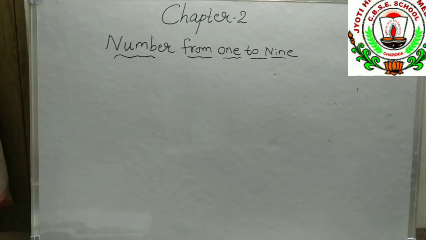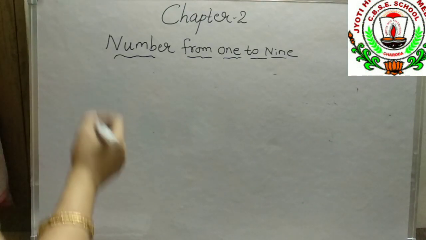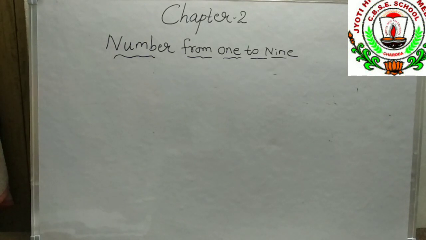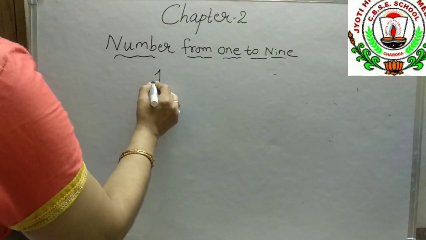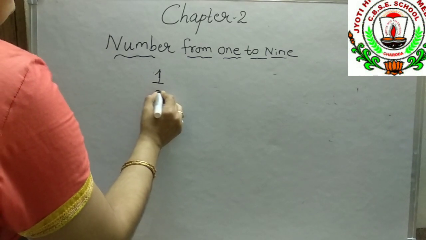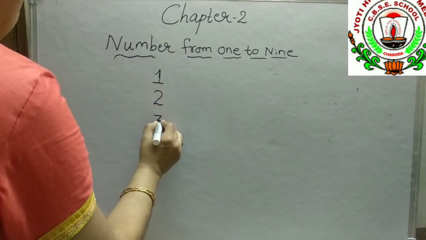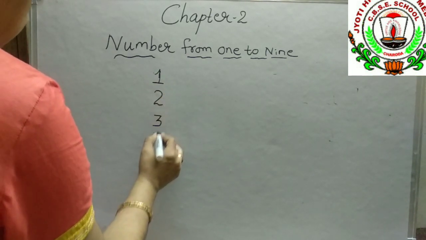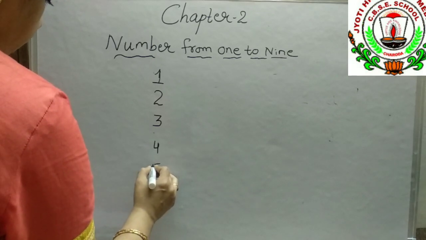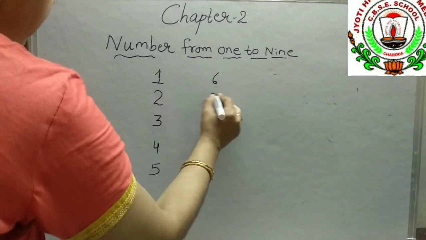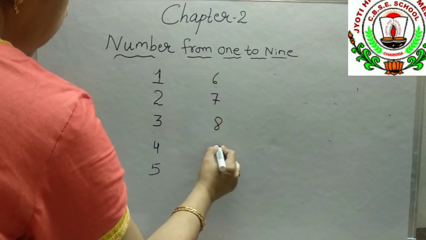I am your maths teacher and I am continuing your chapter 2, numbers from 1 to 9. In the previous class I told you about numbers from 1 to 9 and their spelling. I am repeating those numbers: 1, 2, 3, 4, 5, 6, 7, 8, 9.